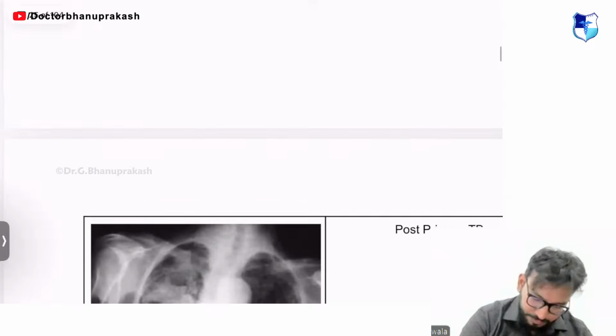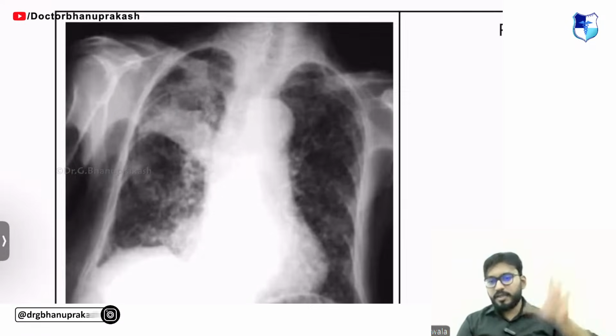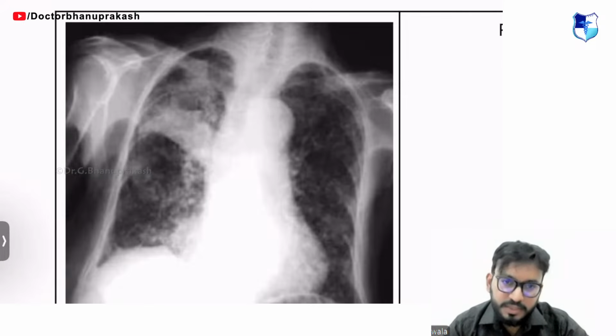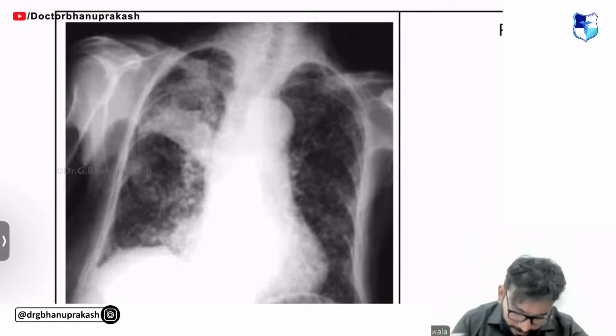This patient comes to you, and then he has come to you again after a few months, after 6 months, or after 1 or 2 years, and this is his X-ray. What is this, guys? This is the sequelae of his primary TB. This is what happens.